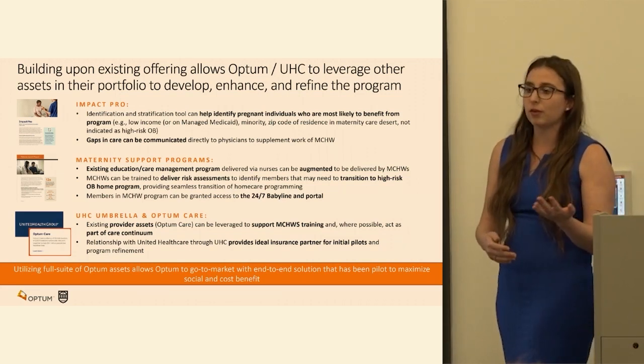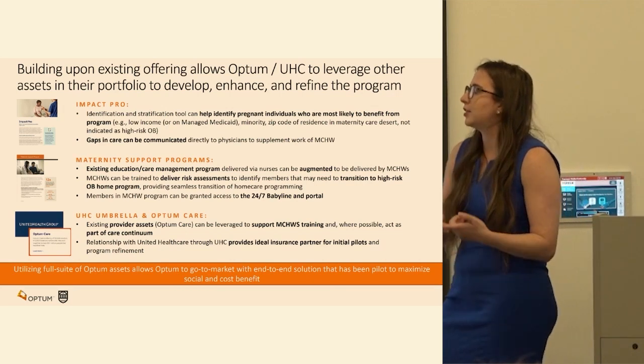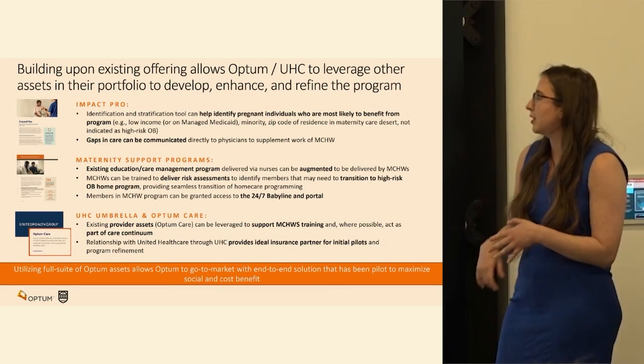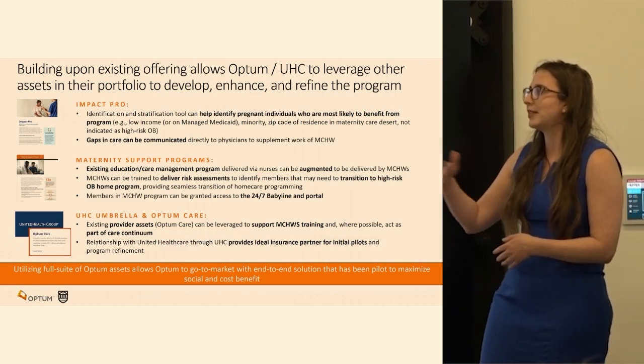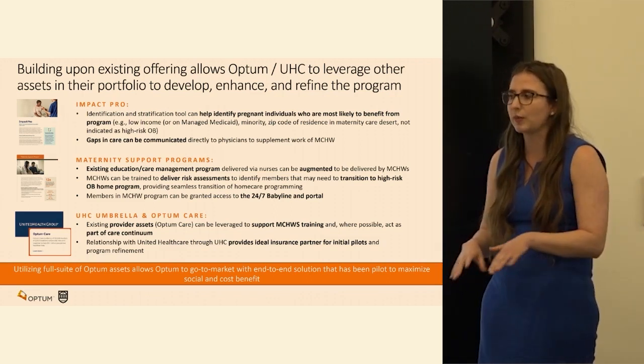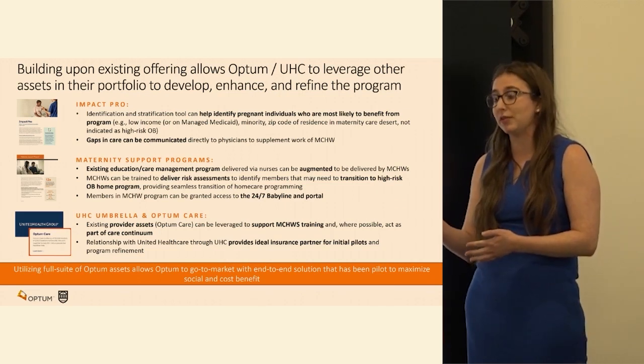Zach talked about some of the factors earlier related to income, minority population, zip codes based on geographic care disparities, et cetera. Of course, then segmenting out high-risk OB that could be covered elsewhere and are not appropriate for someone with a lower level of education to be working with.